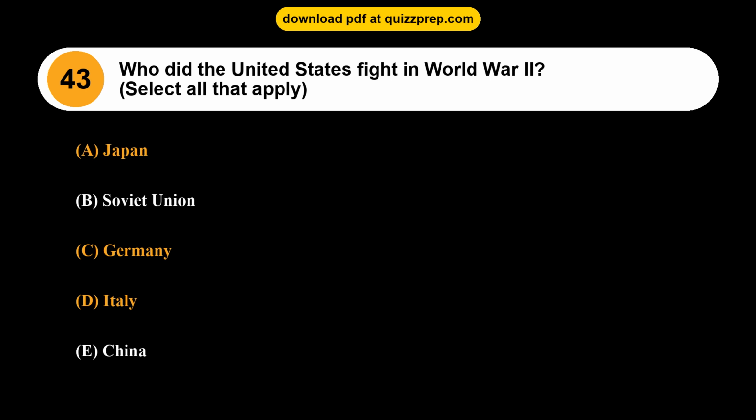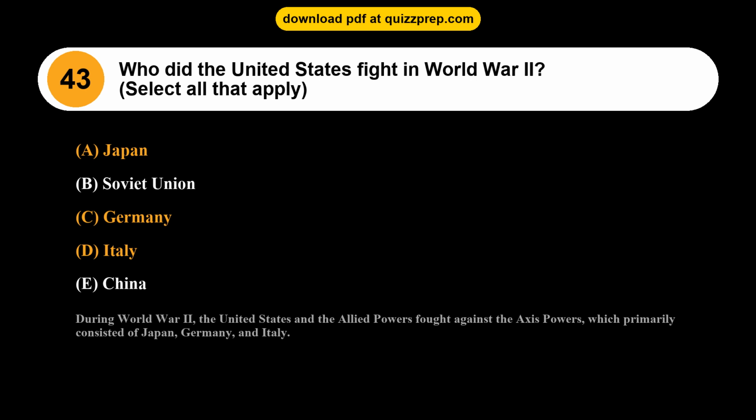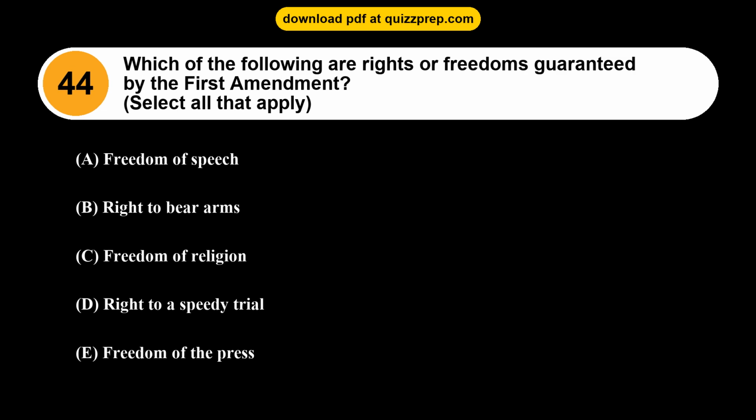Japan, Germany, Italy. During World War II, the United States and the Allied powers fought against the Axis powers, which primarily consisted of Japan, Germany, and Italy. Question 44. Which of the following are rights or freedoms guaranteed by the First Amendment?